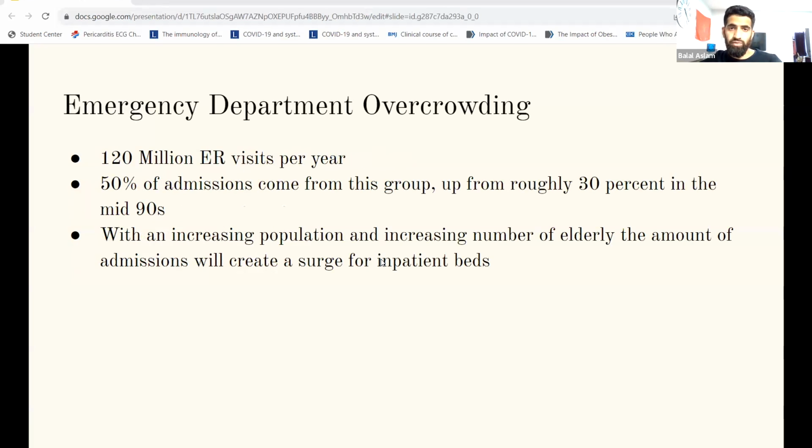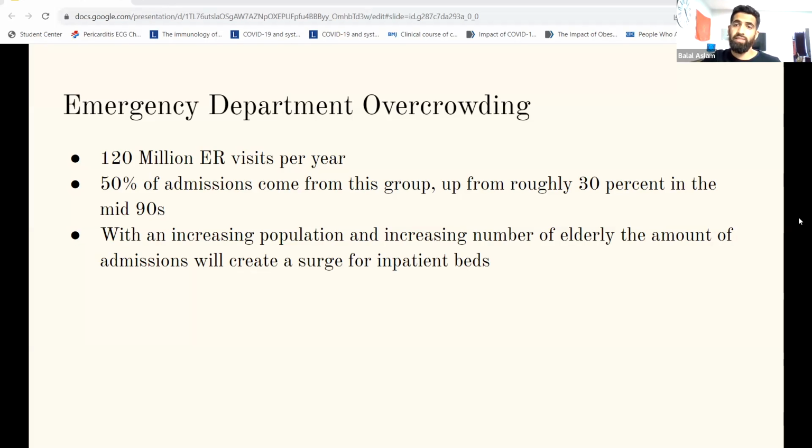So every year there's roughly 120 million visits to the ER. This is about one for every three people living in America. And this group of patients coming into the ED represent about 50% of the admissions that we have to the hospital. This is an increase from roughly 30% in the mid 1990s. As our population continues to grow and the number of elderly continues to grow, it's essentially creating a surge for inpatient beds that we do not have.